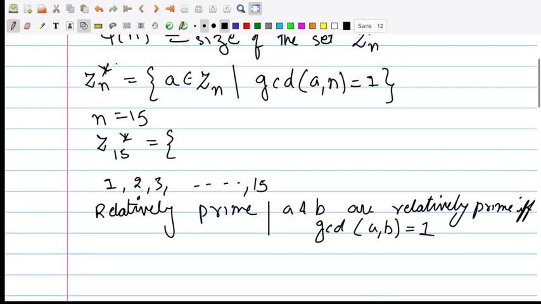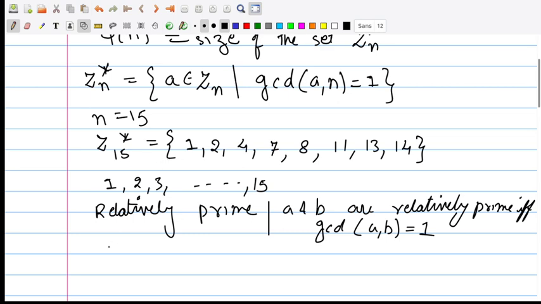Now let us quickly fill up this Z15 star. 1 and 15, the GCD is 1. 2 and 15, the GCD is 1. 3 and 15, the GCD is 3, so 3 won't be there. 4 and 15, the GCD is 1. 5 and 15, again GCD is not 1. 6 and 15, GCD is not 1. 7 and 15, GCD is 1. 8 and 15, GCD is 1. 9 and 15, GCD is not 1. 10 and 15, GCD is not 1. 11 and 15, GCD is 1. 12 and 15, again not 1. 13 and 15, it is 1. 14 and 15, it is 1. So these are the elements of the set Z15 star.